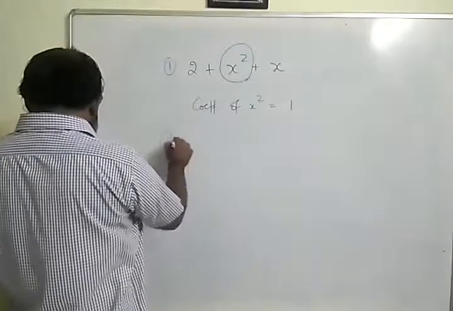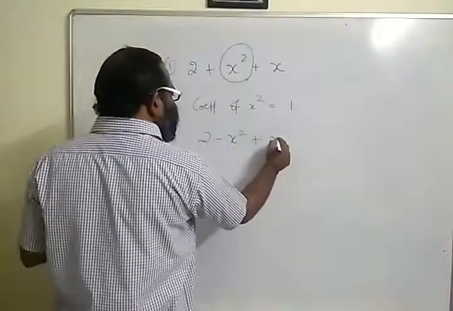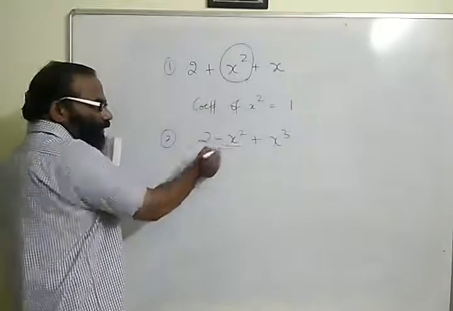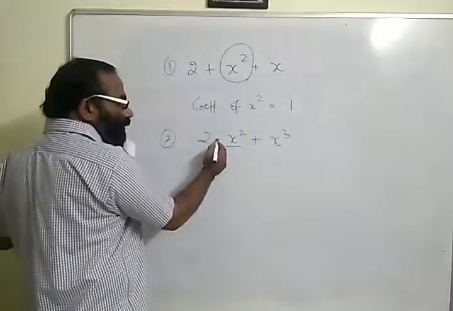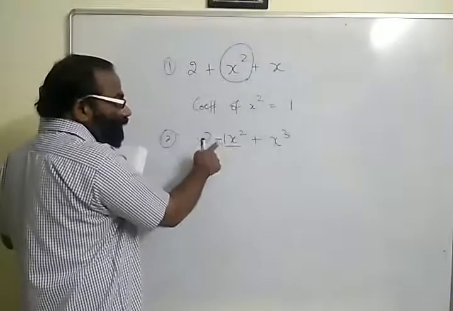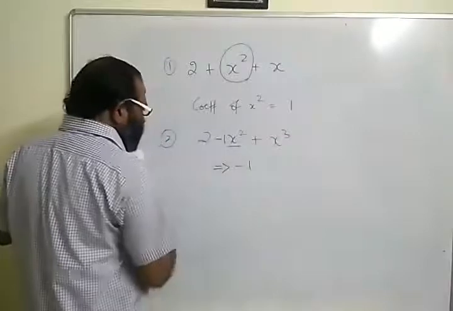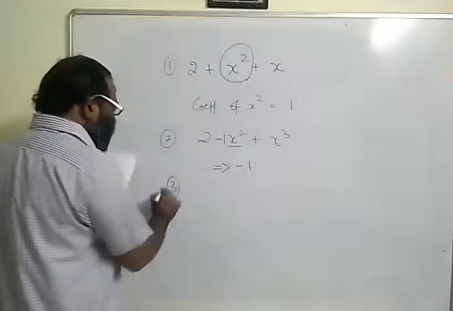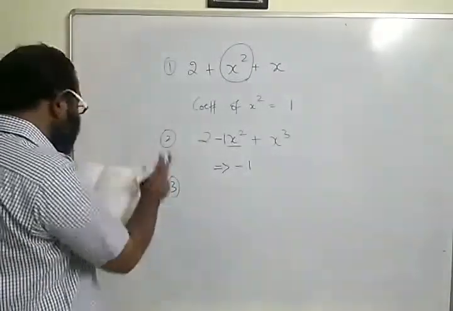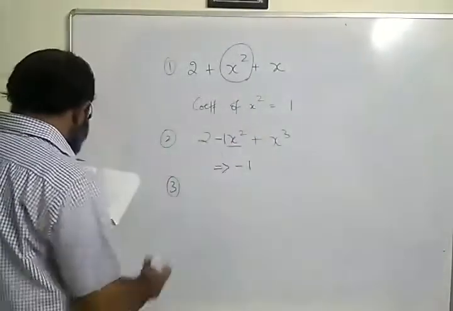Now the next question. 2 minus x squared plus x cube. X squared, what is the coefficient of this? There is a minus here, it's very important to note that. So it basically means there is a minus 1. So the coefficient is minus 1. Next. The question that is being asked is the coefficient of x squared, so you have to be careful and not find the coefficient of any of the other terms.